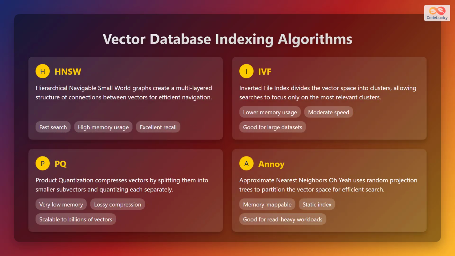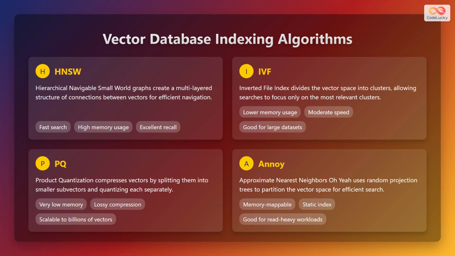Let's explore vector database indexing algorithms. First, hierarchical navigable small world graphs create a multi-layered structure of connections between vectors for efficient navigation. Hierarchical navigable small world offers fast search, excellent recall, but high memory usage. Next, inverted file index divides the vector space into clusters, allowing searches to focus only on the most relevant clusters. Inverted file index has lower memory usage, moderate speed, and good for large datasets.